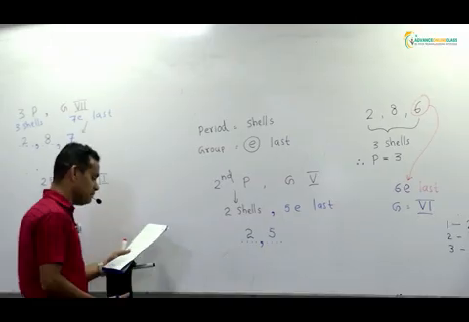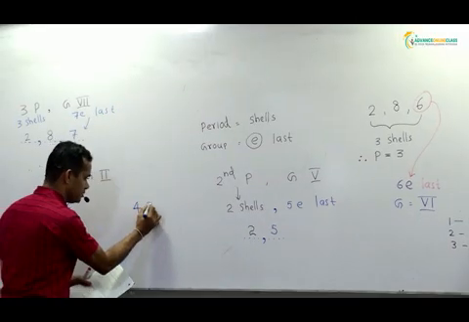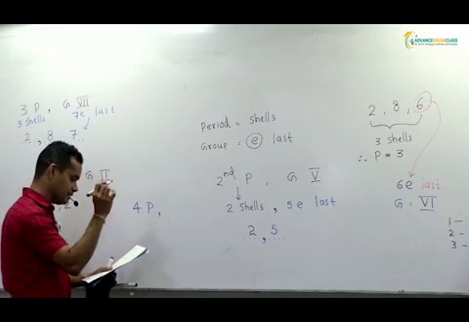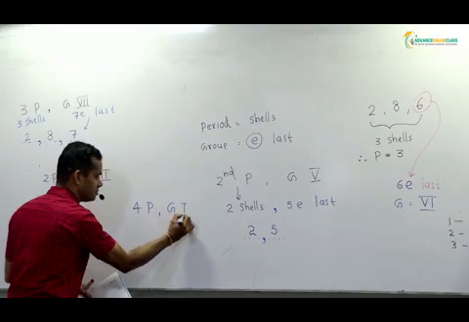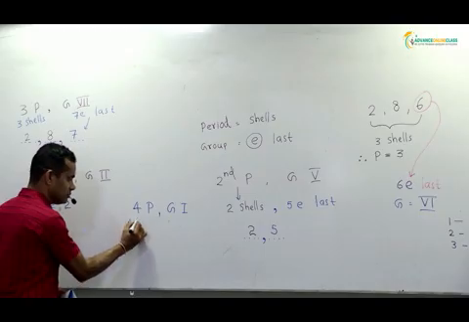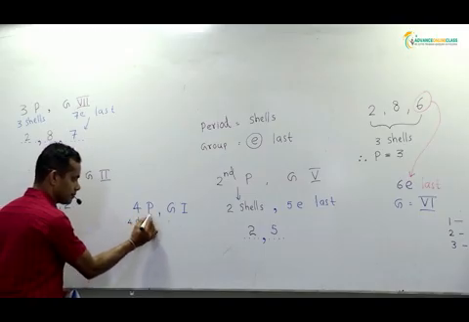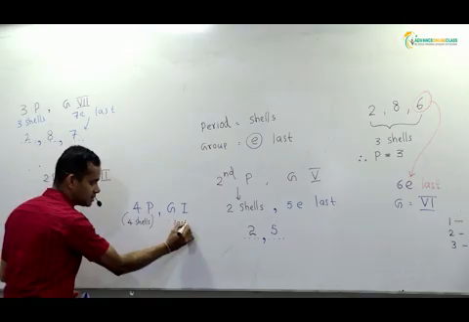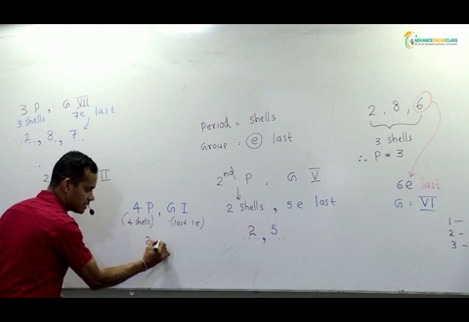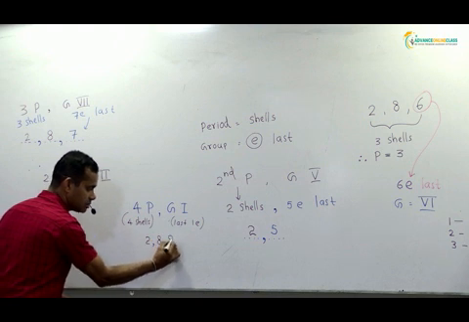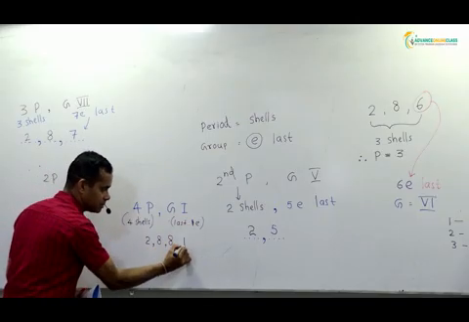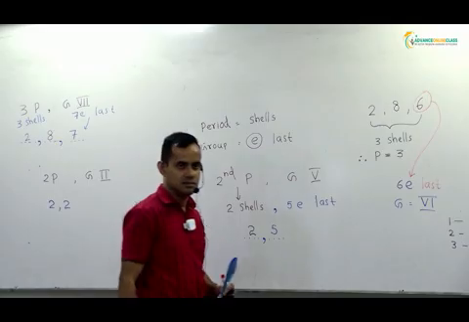Right. Element in fourth period. Fourth period, group 1. Fourth period means directly 4 shells. Let me write. 4 shells. Group 1 means last 1 electron. 4 shells means first one complete, second one also complete, third one also complete, and the fourth one. Fourth one has how many? 1 electron. 2, 8, 8, 1. Lazy, right?